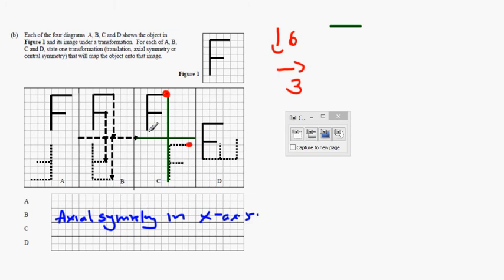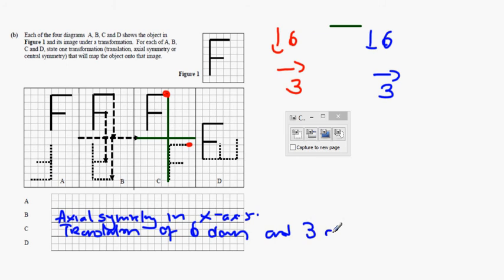Look at every other point on the F. This one here drops 6 down and goes 3 across. So we can see that no matter what happens, all the points are doing the same thing. So this is known as a translation. A translation of 6 down and 3 across.